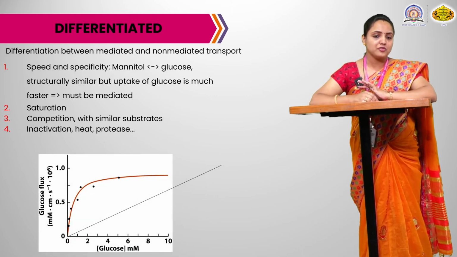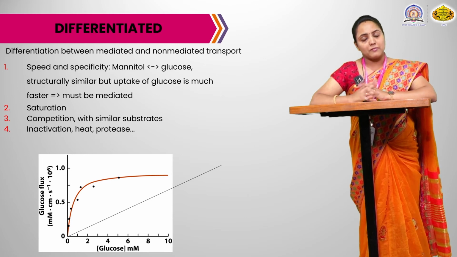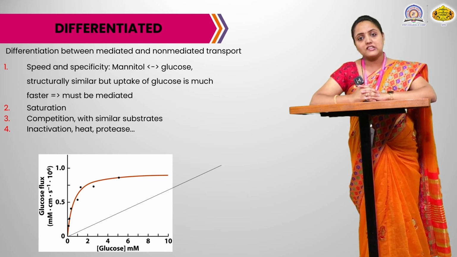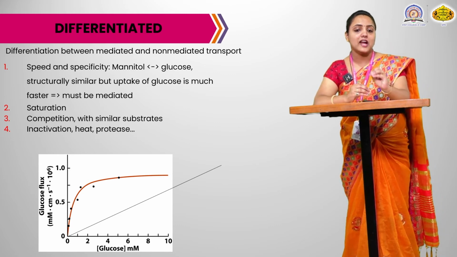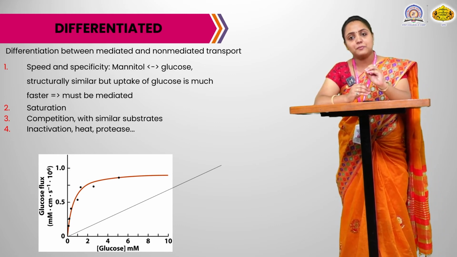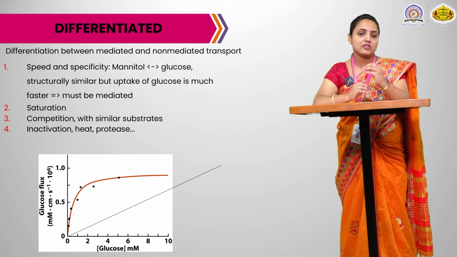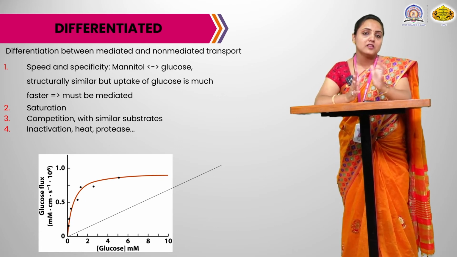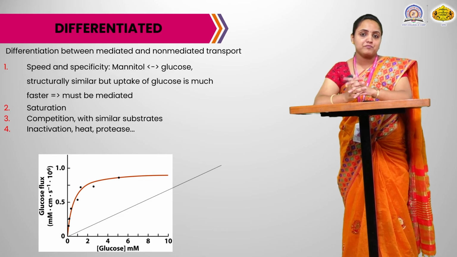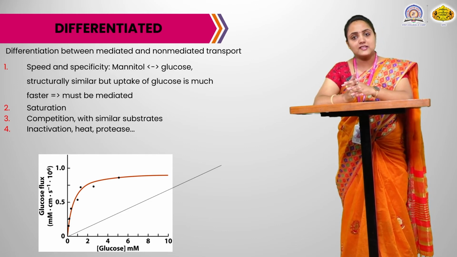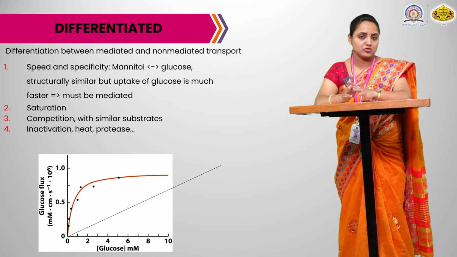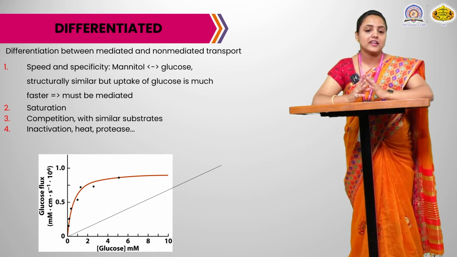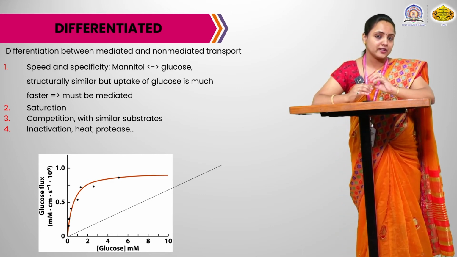now in this graph you can see two types of graph. One is the straight line and one is the sigmoidal curve. If I ask you one question, which type of graph represents simple diffusion and which type of graph represents facilitated diffusion, I will give you the answer. Your X axis indicates the concentration of your substrate and your Y axis indicates your transport rate.